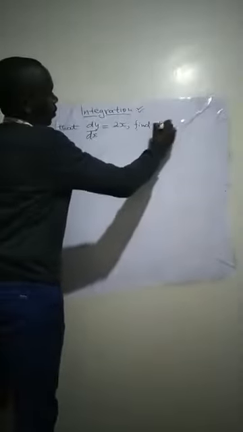So let us take, for example, given that dy over dx is equal to 2x. So this is basically the gradient function of a curve. Dy over dx is the gradient function. Now you have the gradient function. You are supposed to find the equation of the curve.